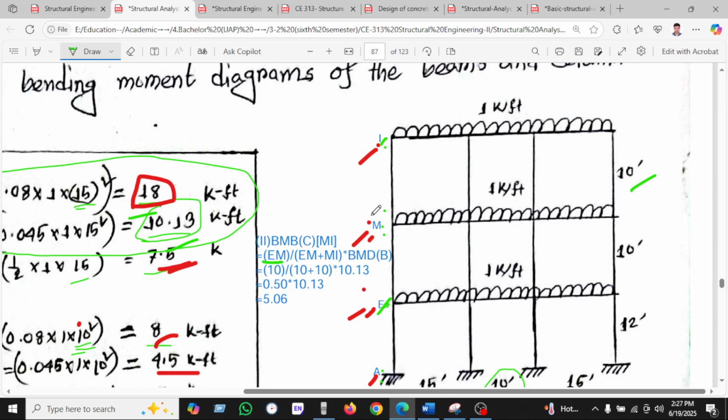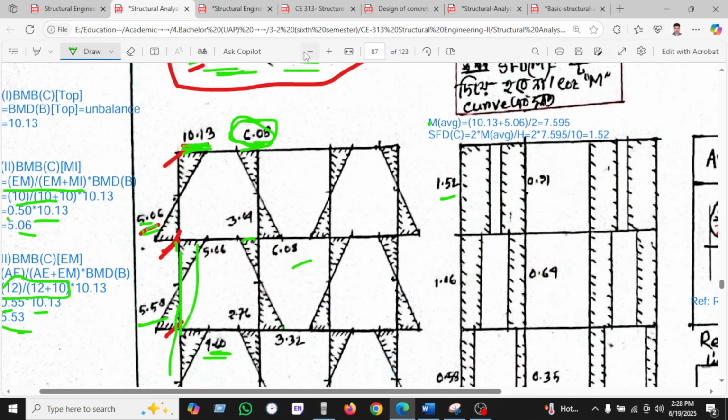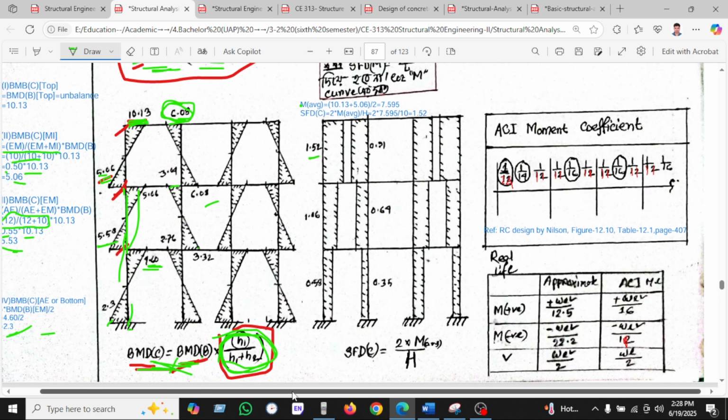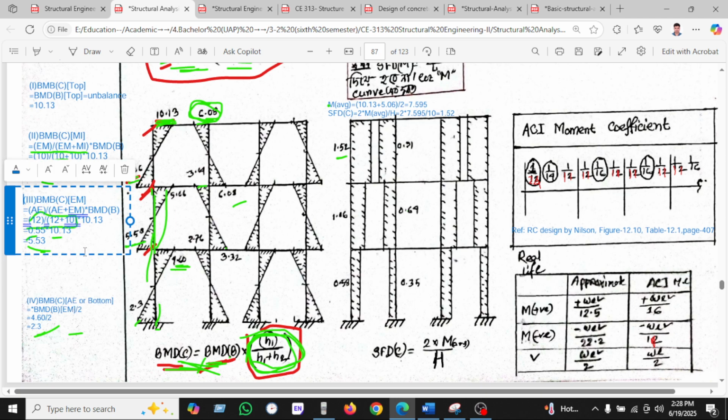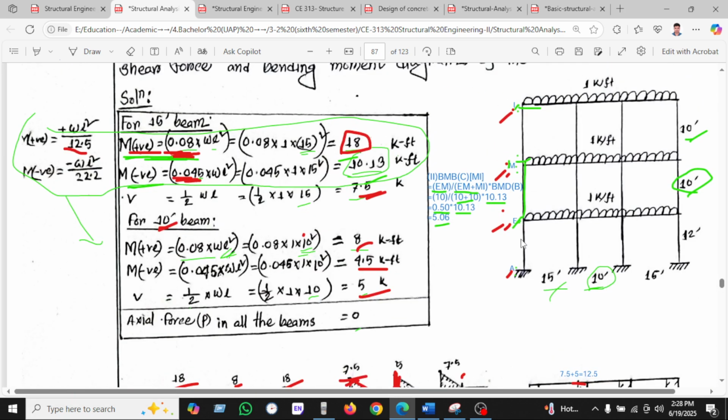EM, this is the EM, that means this column length, divided by EM by MI divided by this length. So at first this length is 10 feet, divided by 10 feet by 10 feet, and multiplied with the bending moment of the beam. So 10 feet by 10 feet will be 0.5, and it will be multiplied with the bending moment of the beam, and in this way we have found 5.05. Okay, so let's see another one. Here I'm just copying this.